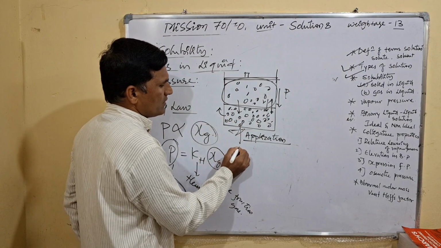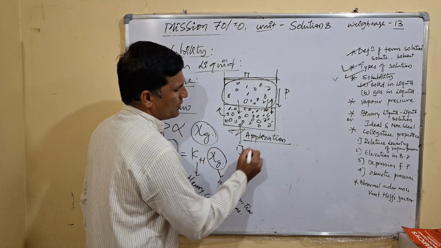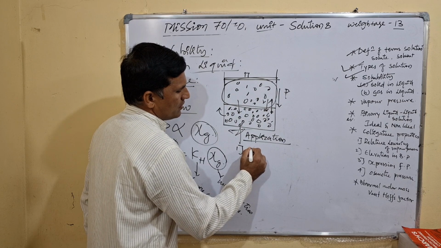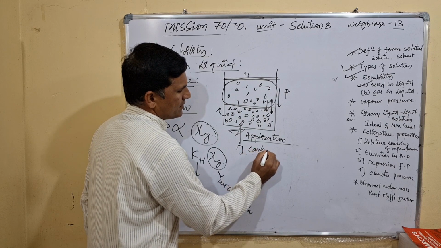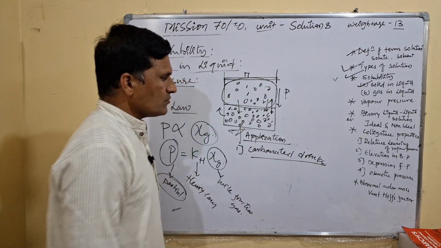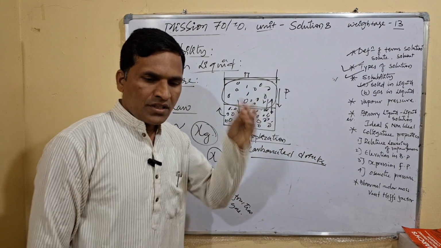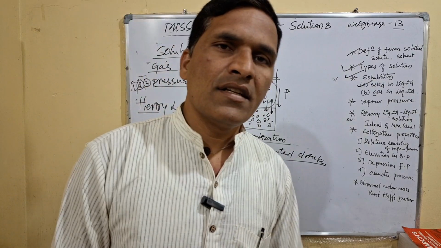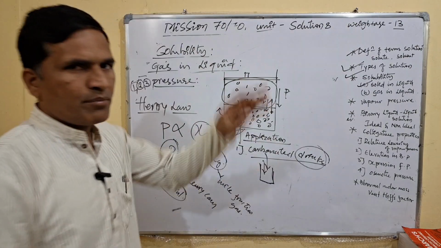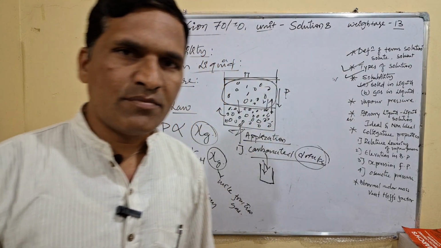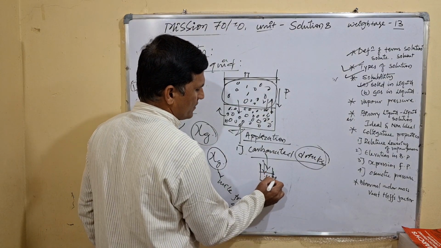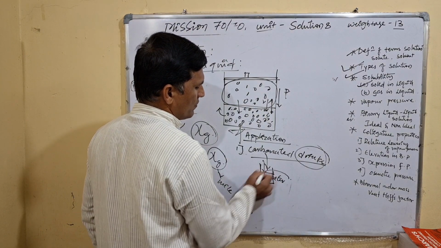The first important application is in the preparation of what? Carbonated drinks. Here we use Henry's law to dissolve more gas in water. Carbon dioxide is dissolved in carbonated drinks. At high pressure, the carbon dioxide gas is packed into the liquid, that is water. So that is one of the applications.